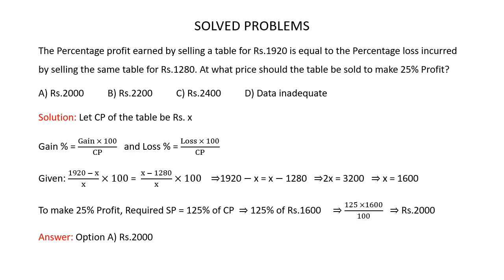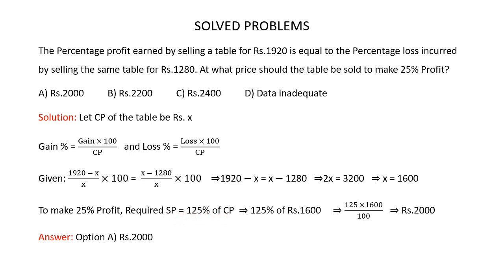That is, the cost price of the table is rupees 1600. Now here we are asked to find at what price the table should be sold to make 25% profit. Now to make 25% profit, the required selling price will be equal to 125% of the cost price.